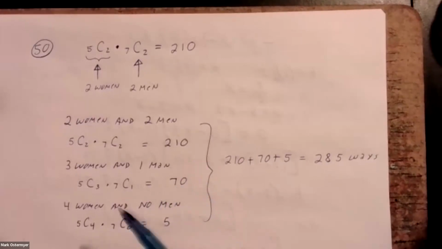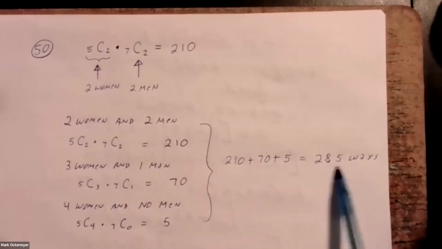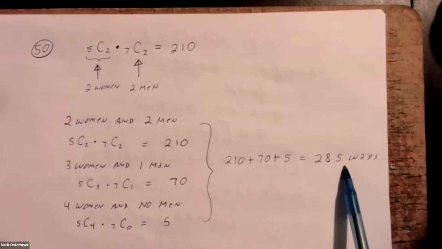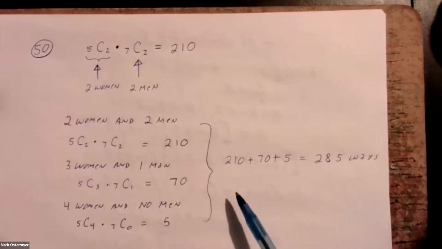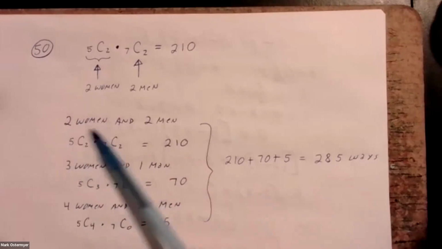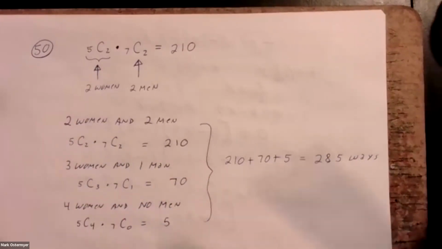But there's a possibility of choosing all 4 women to be admitted and no men. That would be 5 in combination with 4 times 7 in combination with 0, which is 5. So there's a total of 285 different ways of admitting 4 people from the line of people they have to choose from, if there must be at least 2 women. At least 2 women means 2 women or 3 women or 4 women.